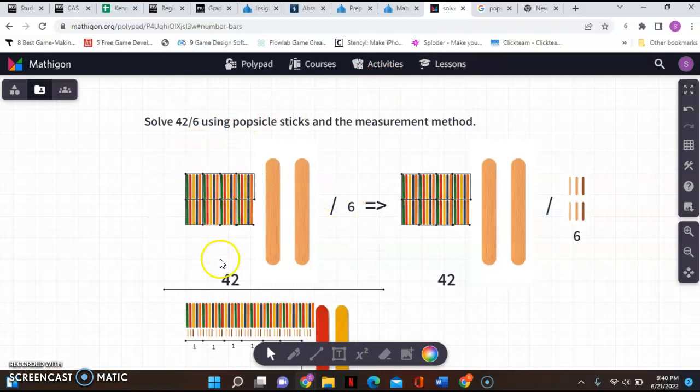Here's the original of 42 popsicle sticks divided by 6. And I couldn't quite get all of the popsicle stick images to work, and so here we have 40 popsicle sticks and 2 popsicle sticks. And then I converted it over to all popsicle sticks. So 42 popsicle sticks divided by 6 popsicle sticks.